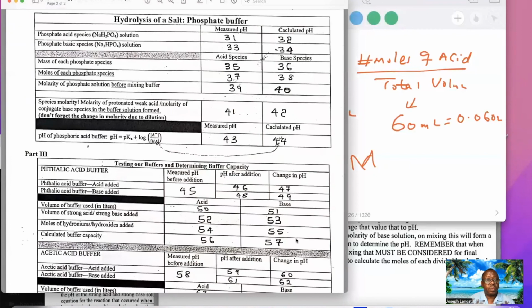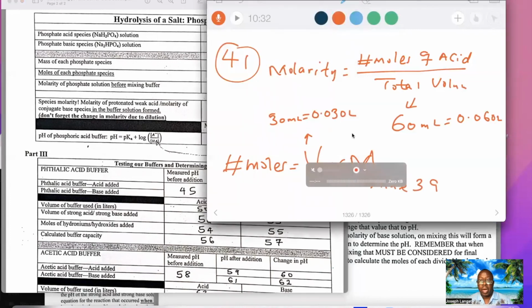Molarity before mixing. Line 39. This is line 39. Molarity will give you the number of moles, which will go here. So I need to find the number of moles used to prepare the buffer solution. We need to find the number of moles of acid.